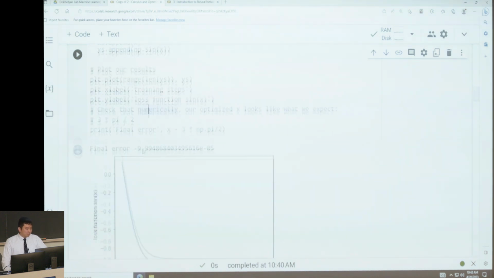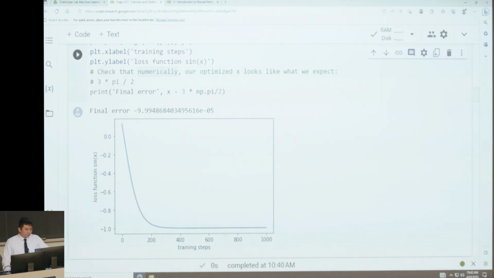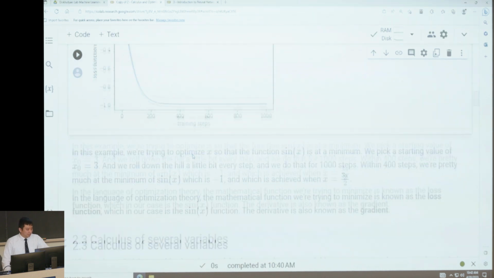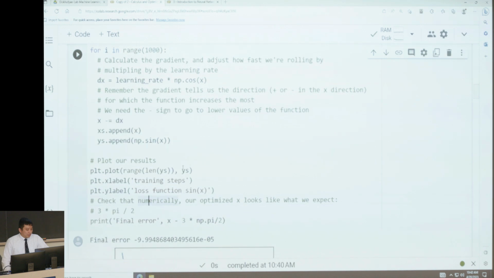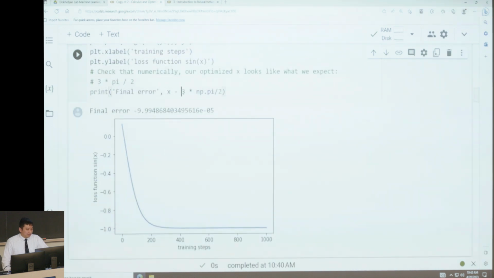If you plot that, what you see is this nice curve, where this is the value of sine of x, and this is how many training steps we've taken. So how many times have we moved in the direction of maximal decrease? You actually know analytically that the minimum of sine of x occurs at 3 pi over 2. And you can see our final trained value of x is really, really close to the value that we expect.